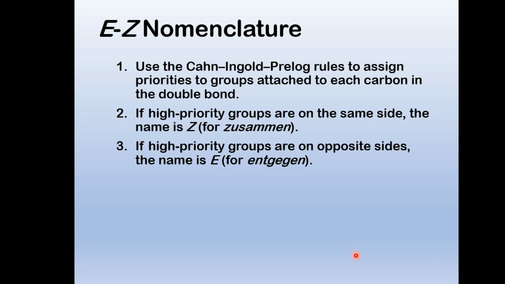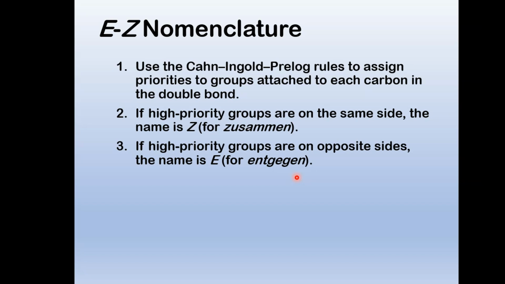So we're going to use this thing called the EZ nomenclature, which to me is a pun. But we want to use the Cahn-Ingold-Prelog rules. Have you used those before? Don't shake your head no. Shake your head yes. I don't recognize that name. That's the RS business. Yes, we use these priority rules. If high priority groups are on the same side of the double bond, the name is Z, for, anybody speak German? How do you pronounce this? Sounds real good. And E is for opposite sides.